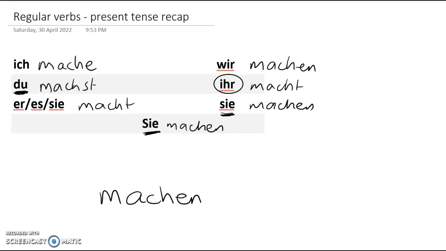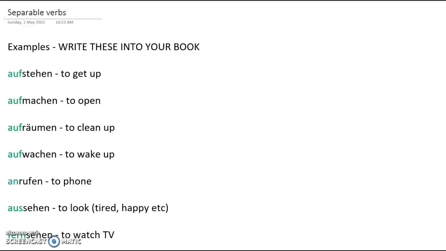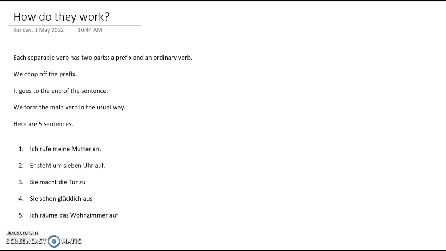Okay, now I've done that because when we do separable verbs, we still conjugate them in just the same way as for ordinary verbs. So separable verbs are verbs that have two bits. They have what we call a prefix, and then they have a verb part, right? So what we do is that we take the prefix and we chop it off, and it gets stuck on the end of the sentence. And then we form the main verb in the usual way. So first we're going to look at 5 sentences, and then we're going to go back and have a list of a bunch of separable verbs, right?